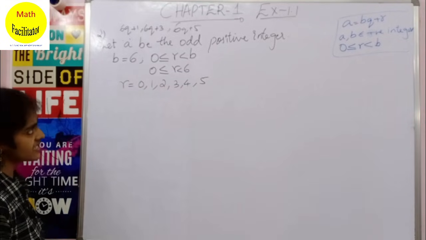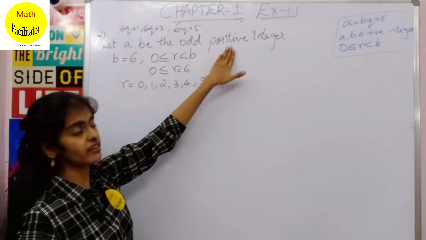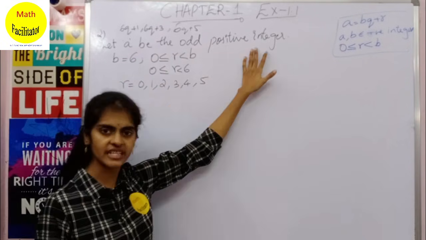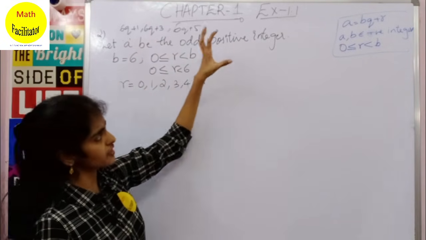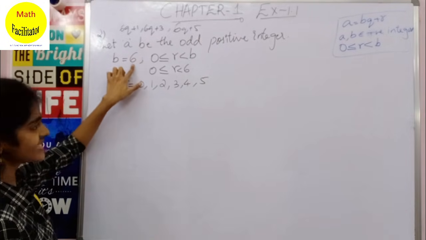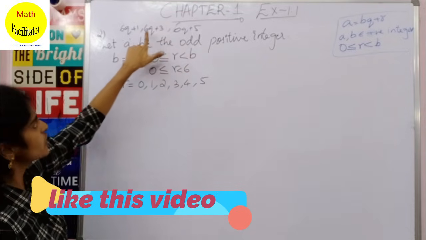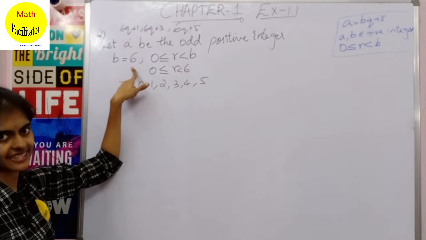Firstly, you will take this from the question. In the question they are asking you to find the odd positive integer, so I have taken a as the odd positive integer. And what is the value of b? You have to compare using Euclid's division algorithm. I am taking b as 6. Why 6? Comparing with Euclid's division algorithm, it is bq plus r, and in the place of b you have 6.